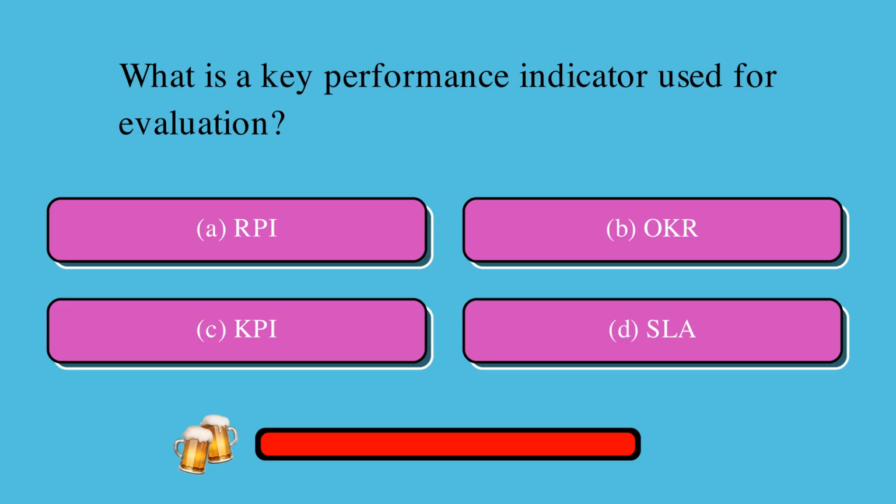What is a key performance indicator used for evaluation? Is it A, RPI, B, OKR, C, KPI, or D, SLA? The correct answer is C, KPI.